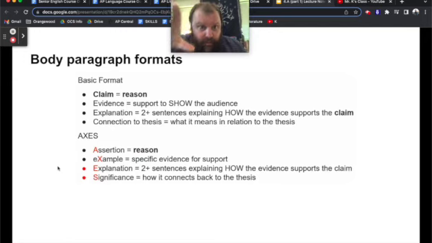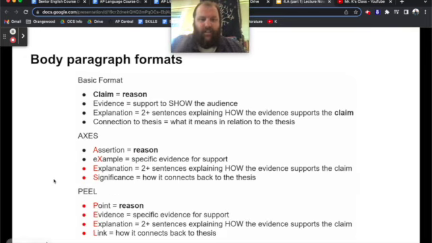Notice the parts are the same, right? The difference is what we call it. This is the basic format. This is the axes method. Look at this last one. This is the peel method. First, you start with your point, which is the same thing. It's your reason. Then you give evidence. You have specific evidence for support, right? You give an explanation, 2 or more sentences explaining how the evidence supports the claim, and you link it back to the thesis, right?